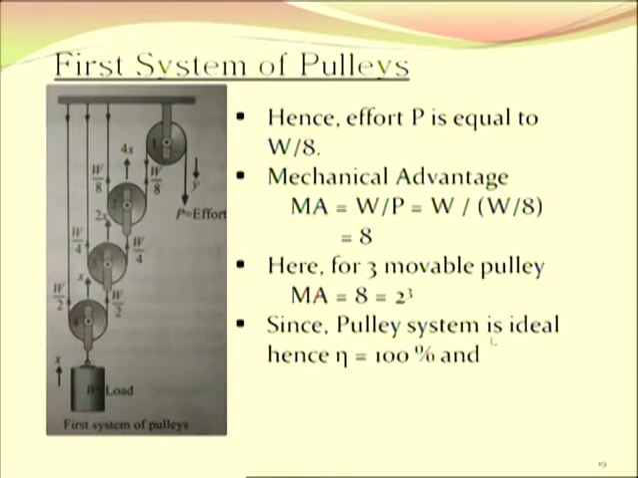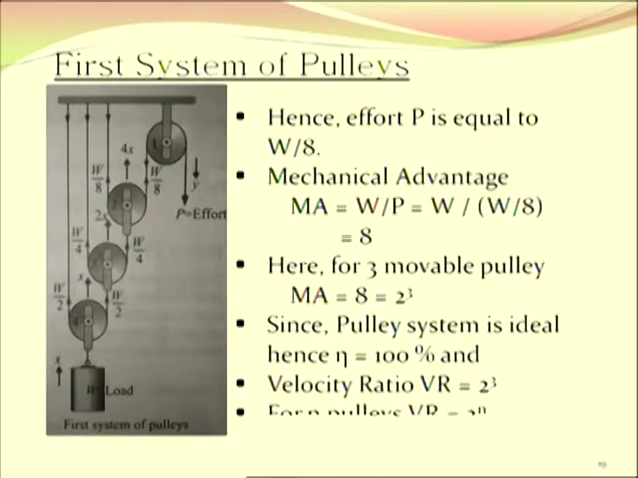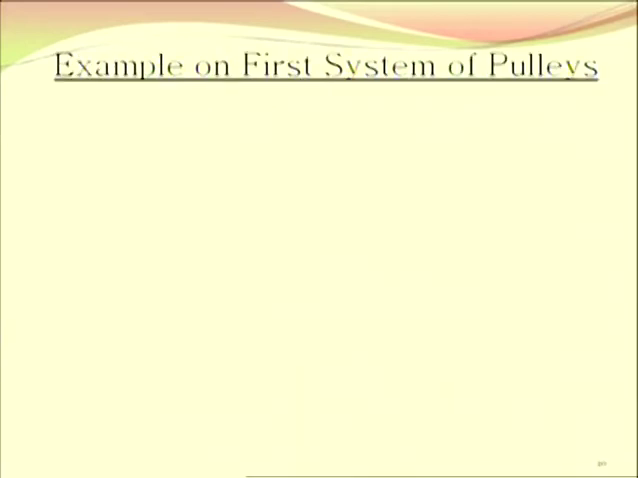since the pulley system is ideal, efficiency is equal to 100%, and hence we can say velocity ratio is equal to mechanical advantage. Both are the same. So velocity ratio also equals mechanical advantage equals 2 raised to 3, as a system of 3 pulleys is given. For n pulleys we can say velocity ratio is equal to 2 raised to n. So we have derived the equation for velocity ratio for the first system of pulleys, that is 2 raised to n. Now take an example of that.